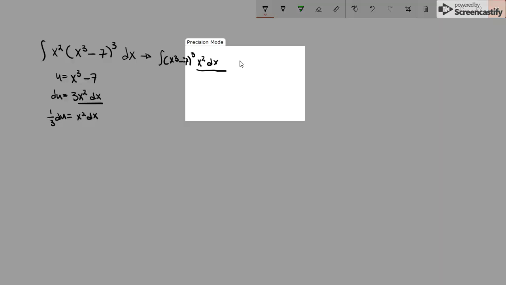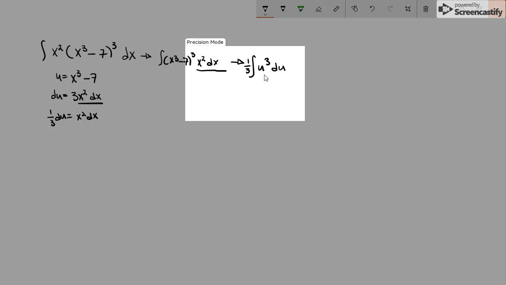Let's erase that. So let's rewrite this integral as a function of u. Right, so we had x cubed minus 7 to the third power. Well, x cubed minus 7 is now u, and we're raising that to the third power. And x squared dx is 1/3 du. But that 1/3, you could rewrite it here because it's a constant. And you're left with du.